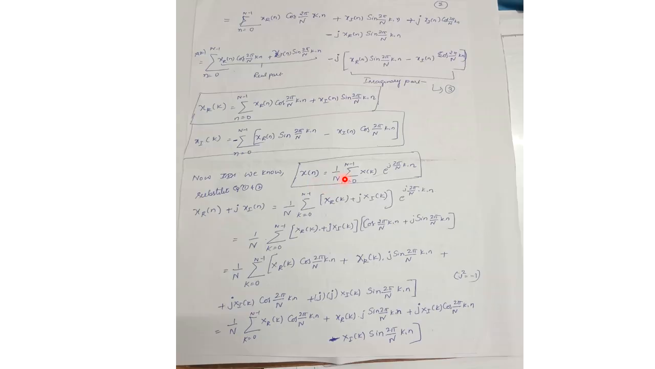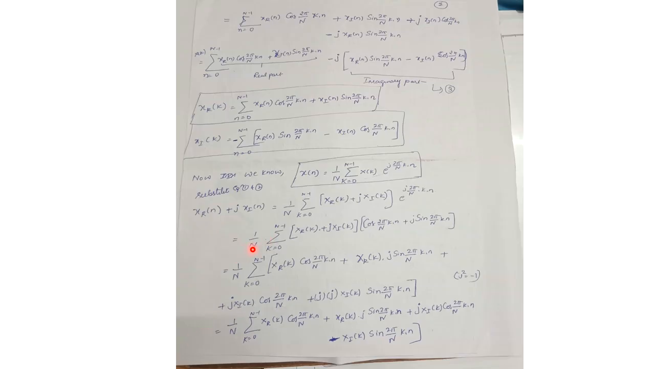So now we know that x of n is equal to 1 by n summation of k is equal to 0 to n minus 1 x of k e to the power of j 2 pi by n kn, and this is the normal IDFT equation. Now we are writing an IDFT equation, and then what we are doing is we are substituting x of n with a real part and imaginary part, and x of k with a real part and imaginary part. So first we have taken the DFT equation and we have substituted real part and imaginary part. Again now we are taking the IDFT equation and we are considering real part and imaginary part.